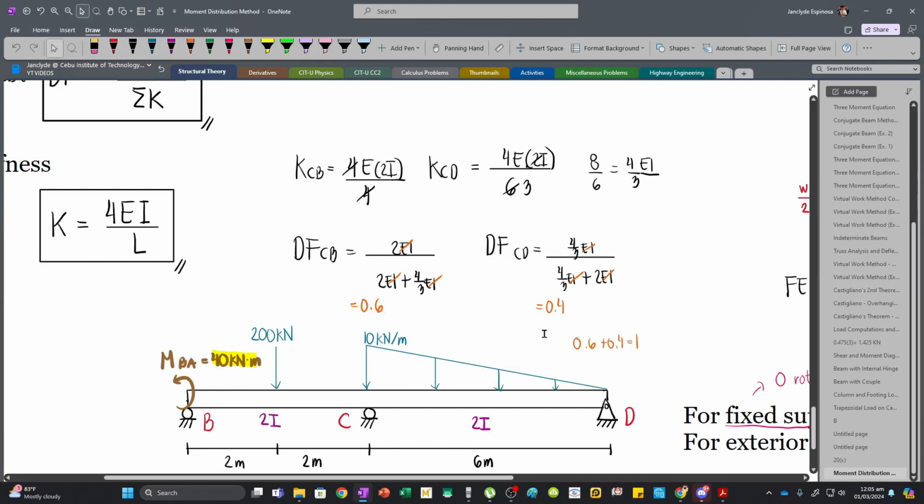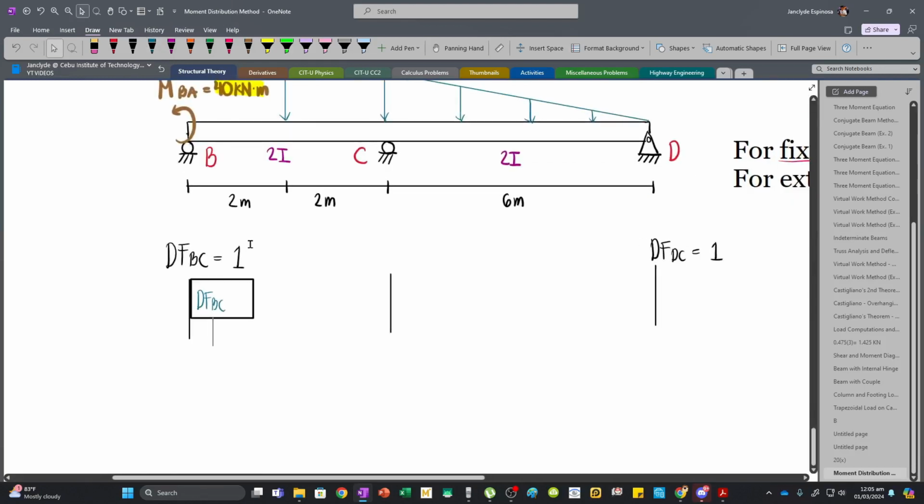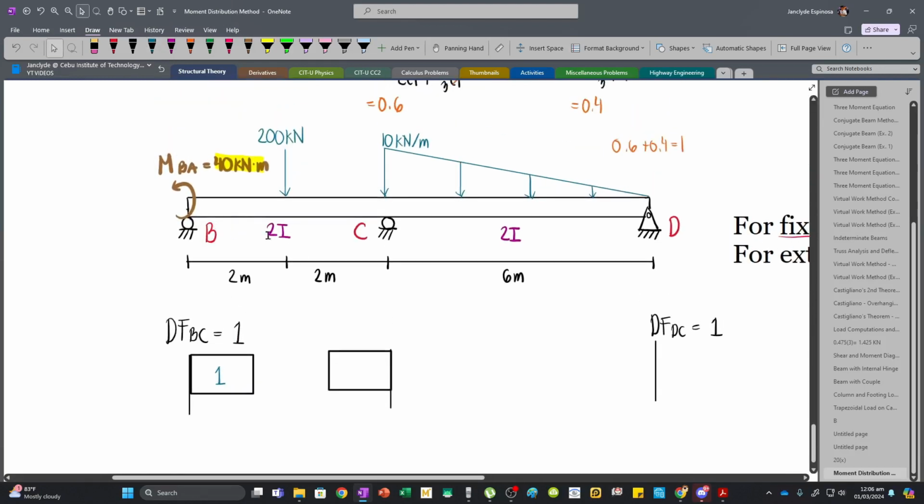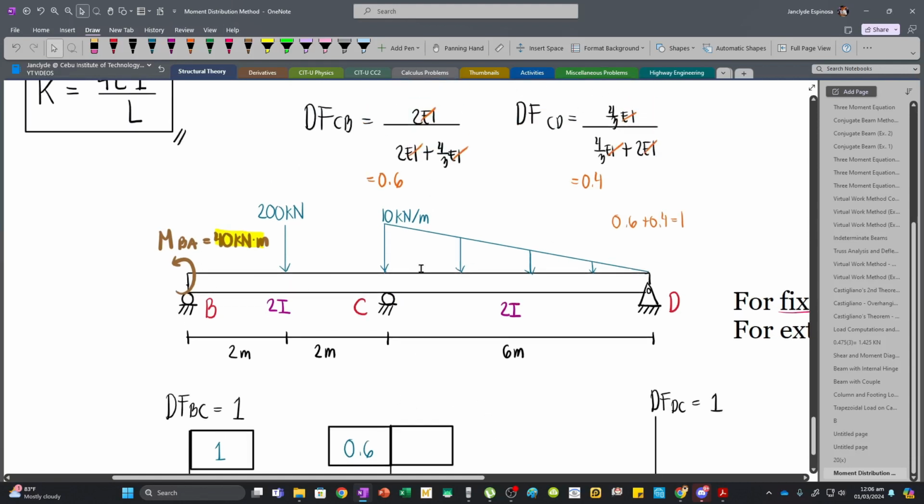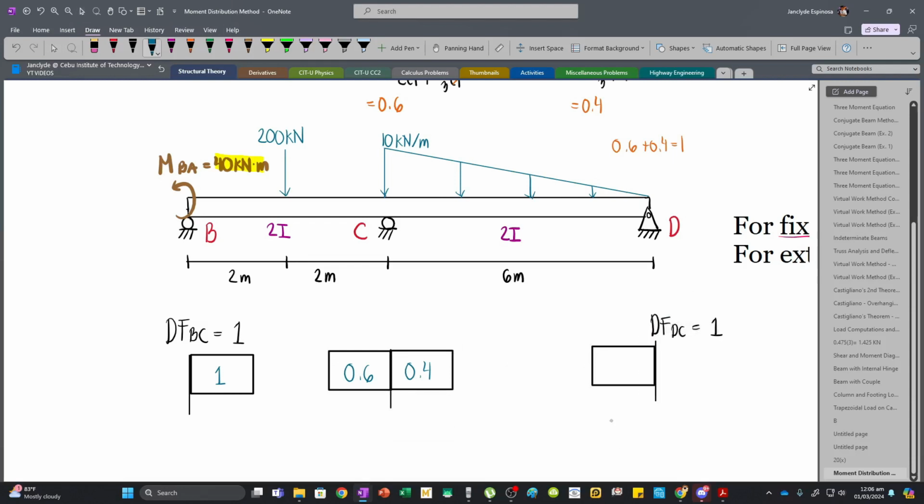And so now we'll draw the table. Let's draw a line here, and then here, and also here. And so this will be DFBC, which is 1, while this is DFCB, which is 0.6. And then here we have DFCD, which is 0.4. And then here at point D, we actually have DFDC, which is also equal to 1. And so this is 1.